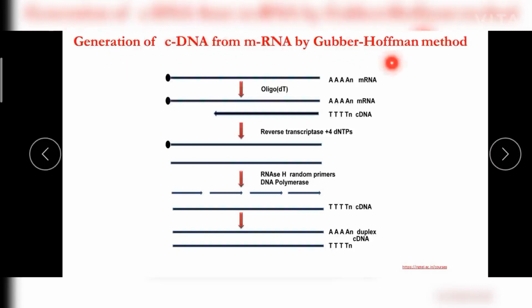So this is the picture of generation of cDNA from mRNA by the Gubler-Hoffman method. You can view this cDNA generation in the coming animation.